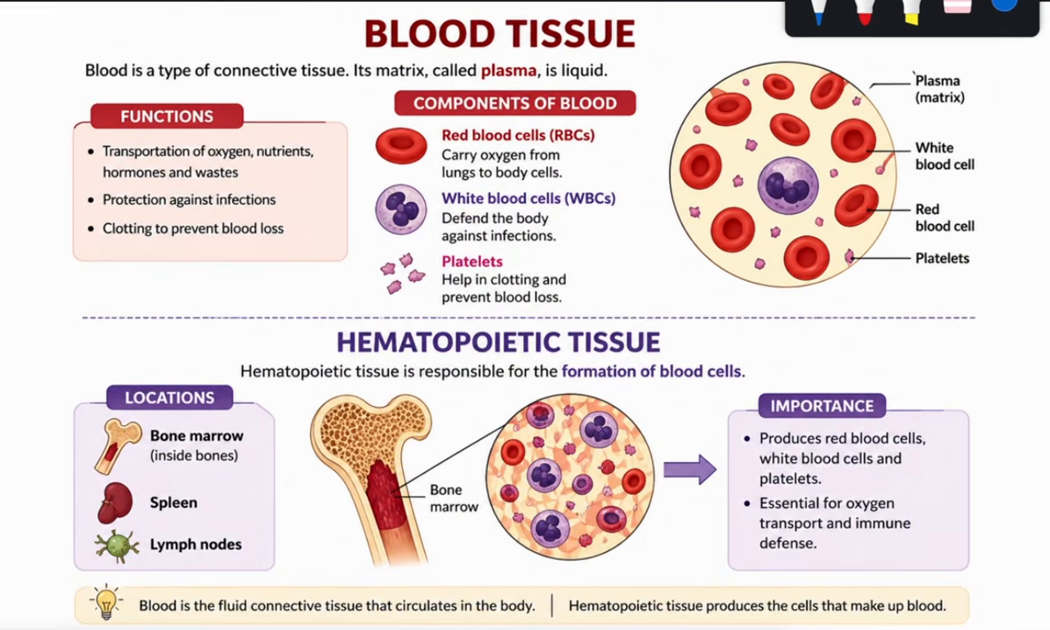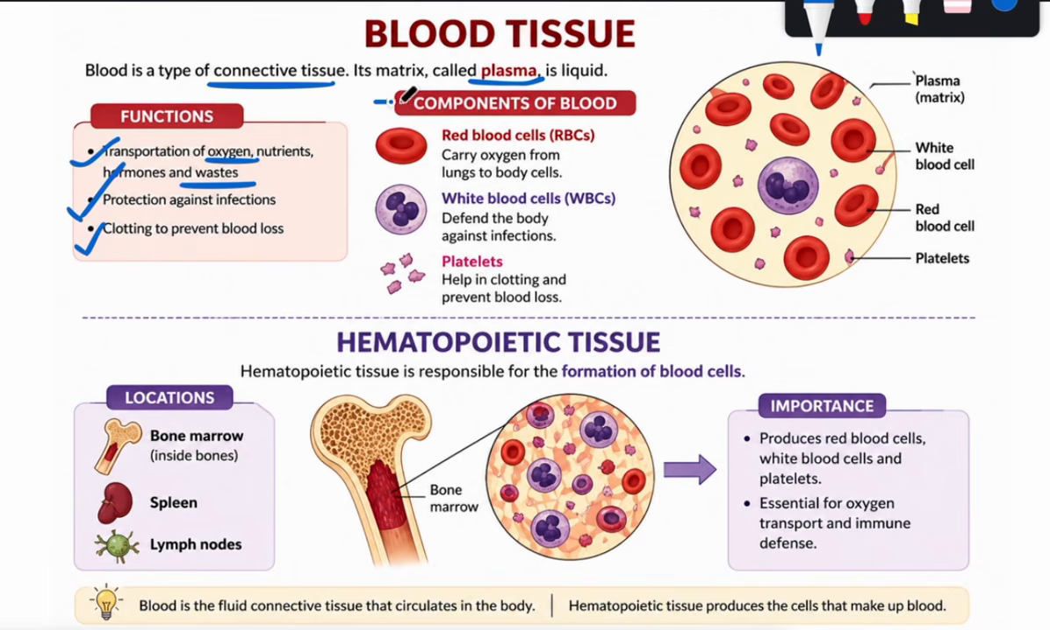Next we have blood tissue. Blood is a type of connective tissue as well. Its matrix is called plasma, which is liquid. So this is the liquid type of connective tissue. What are the main functions of blood? They transport oxygen, nutrients, hormones, and waste everywhere they're needed. And then protection against infection and preventing clots. That's why they prevent blood loss.